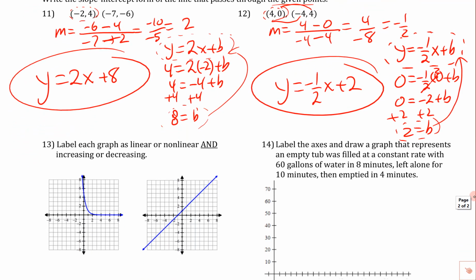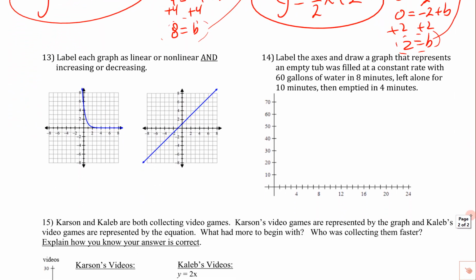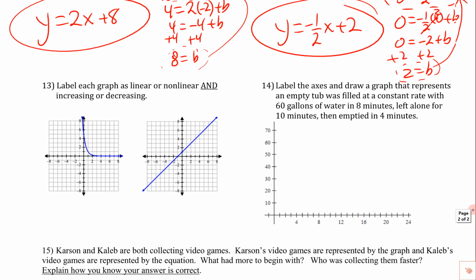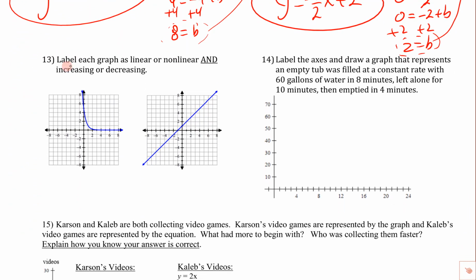Okay. All right. Really good problems there. Got to be able to do those problems that are 9 through 12. That's really classic algebra skills there. And then let's take a look at this one, 13. Oh, so a little bit easier. It says linear or nonlinear, and is it increasing or decreasing? So this one is definitely not a line.